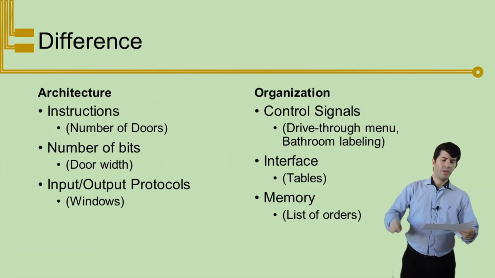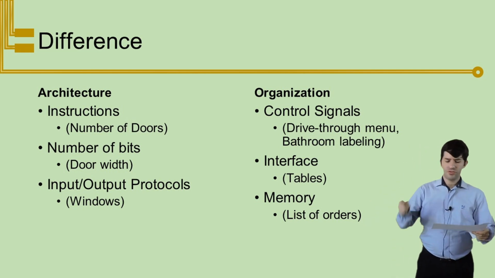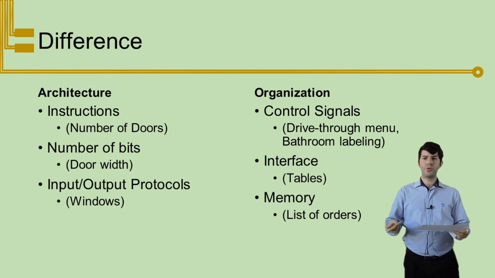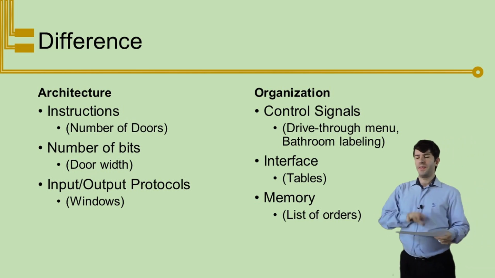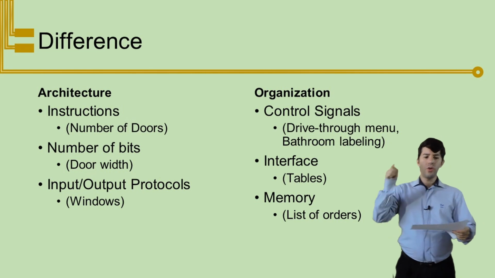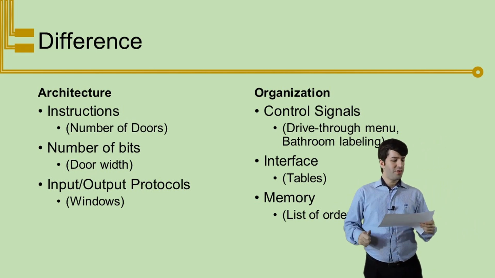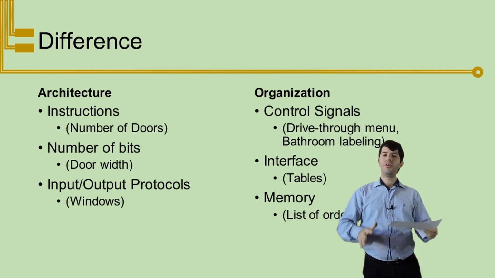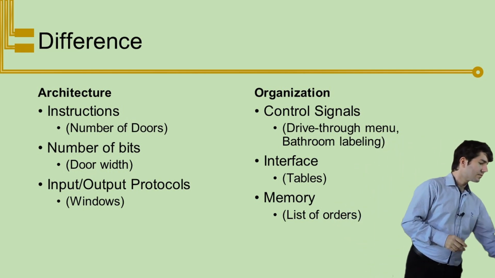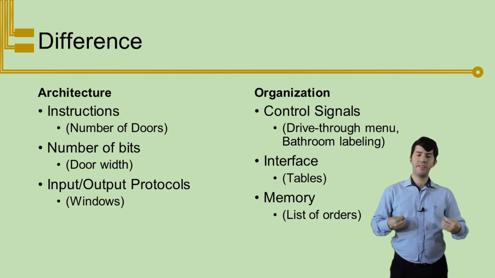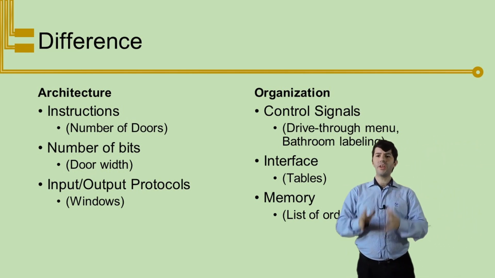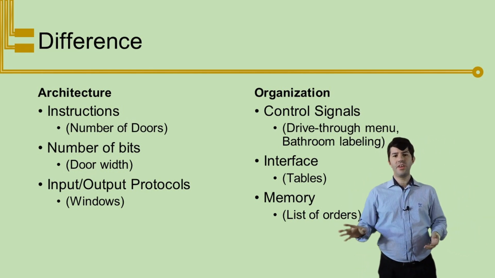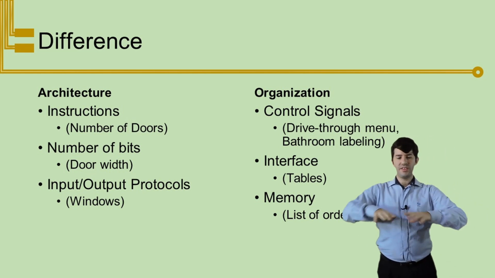So let's review. The architecture gives us the instructions, the number of bits it can process, and the input and output protocols given by the designer of the actual hardware, while the organization gives us the control signals, the interfaces, and how to handle the system's memory. As computer scientists, we are more concerned about the organization, and we leave the architecture to the electronics and computer engineers and everyone else that does the actual design of the circuit board.